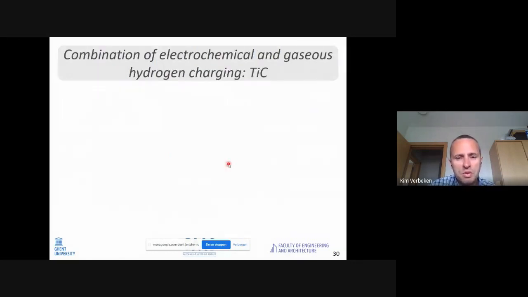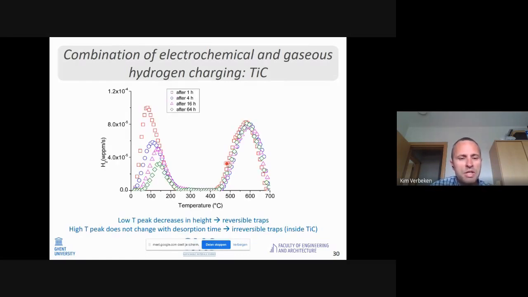Now, when we have these materials, and on these materials, we do additional electrochemical charging. The idea was, can we then at that moment activate the trap, which was responsible for the low temperature peak we have just seen in previous TDS spectra. And this is what you see over here.